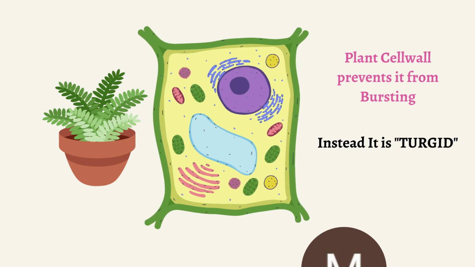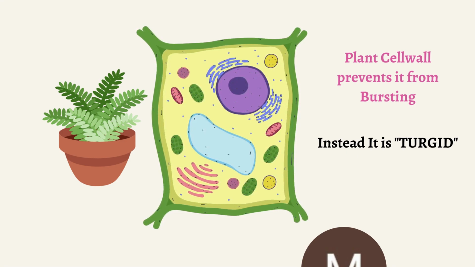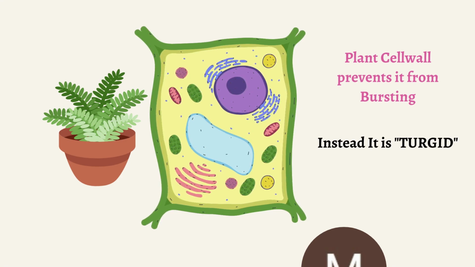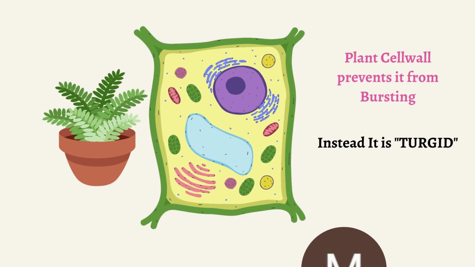Because the larger central vacuole gains water and the plasma membrane pushes against the rigid cell wall. The cell wall in this state will become turgid, and the plant cell does not burst because the cell wall does not give way.